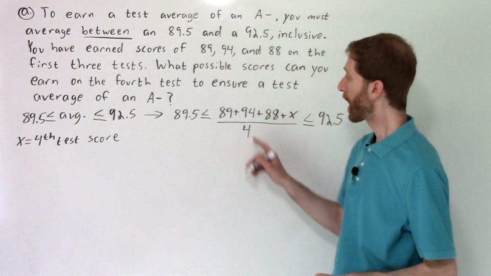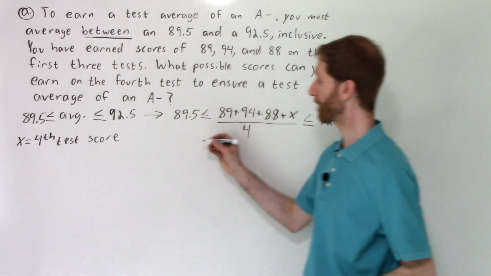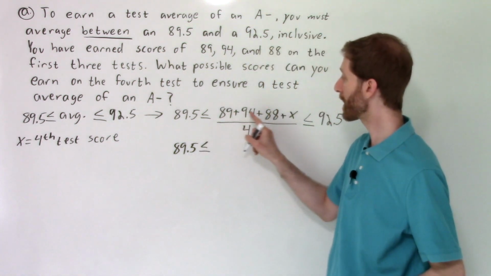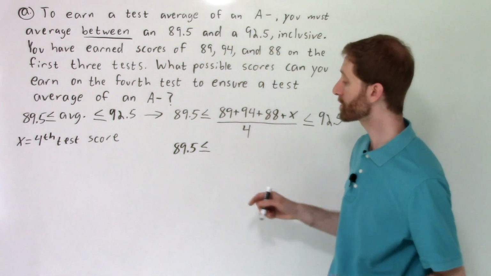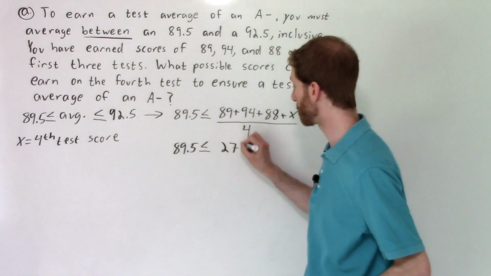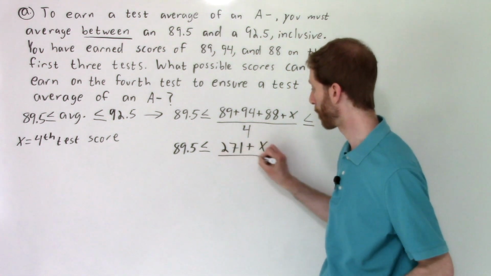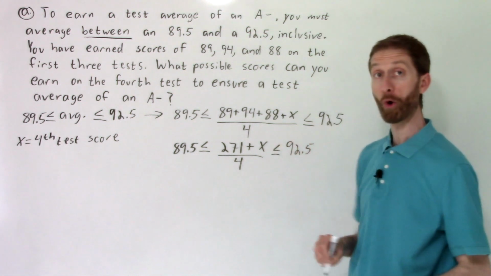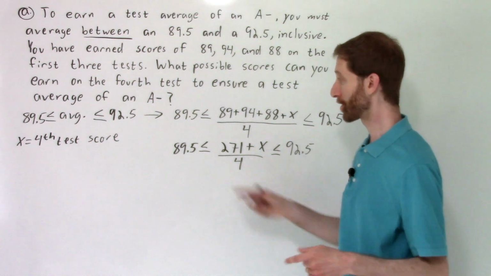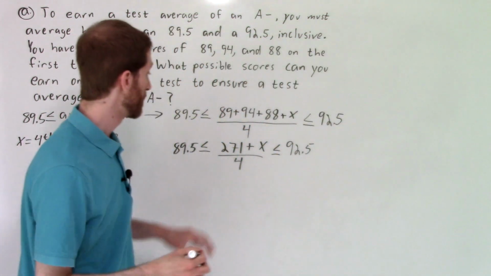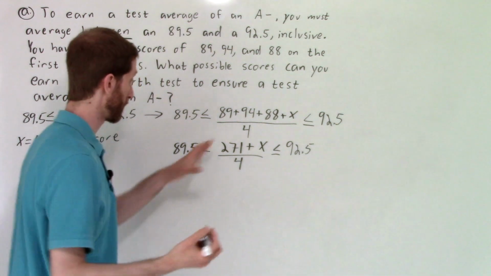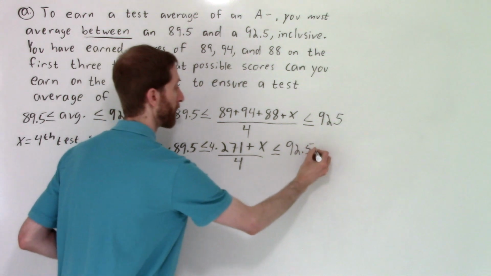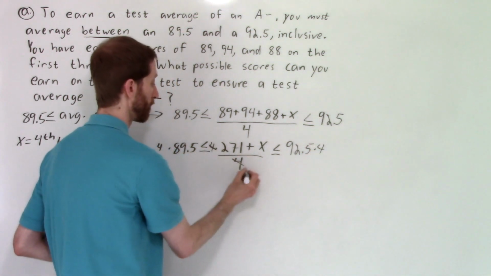Okay, so now from here, I'm going to simply combine all the like terms that we have. So I have 89.5 is less than or equal to, and I'm going to add 89, 94, and 88. So that ends up simplifying to 271 plus x over 4, and that's going to be less than or equal to 92.5. Sweet. Now all we have to do is multiply all sides by 4, right? We're going to isolate x, so I multiply this side by 4, this by 4, and this by 4. And that gets rid of the 4s here.